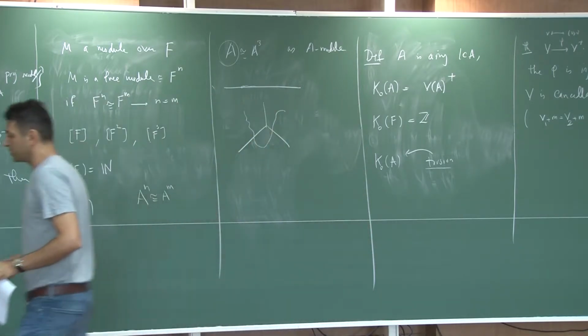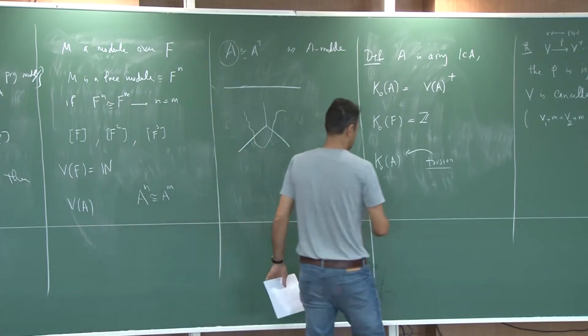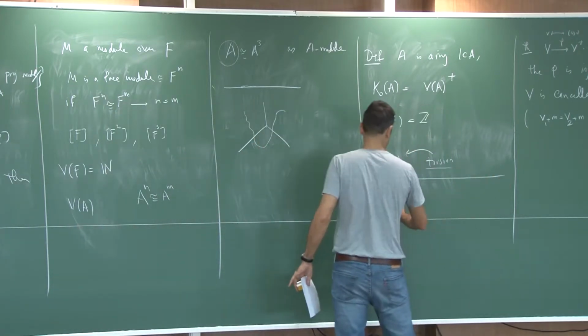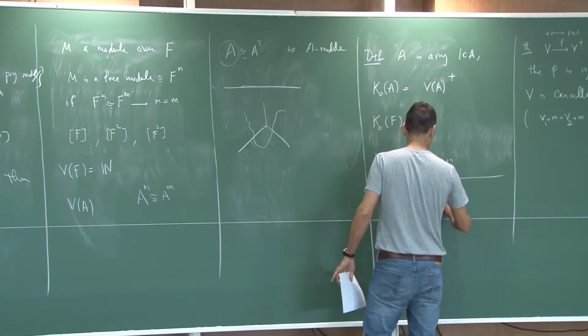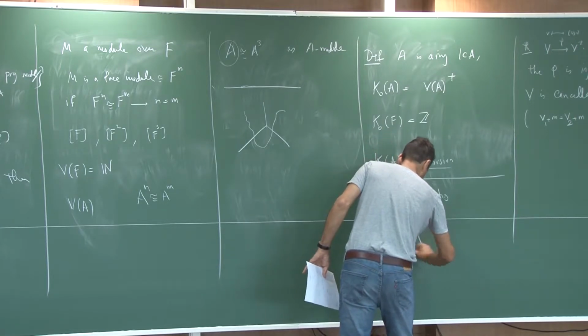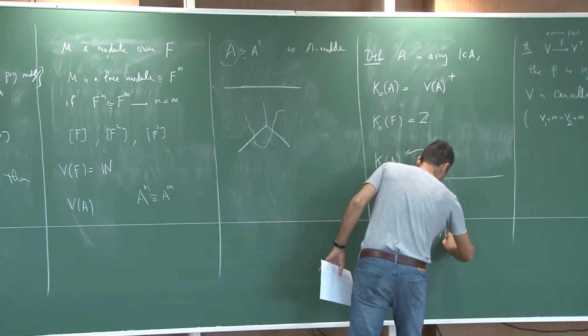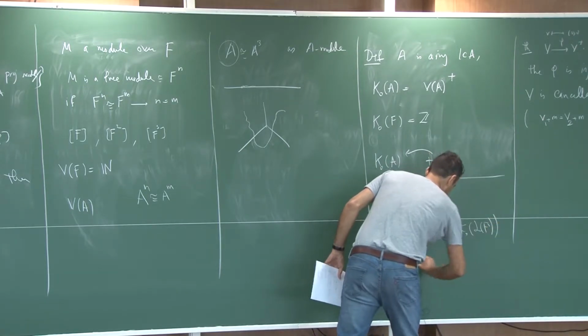All right. So now the question is, can I use K0 to classify the Leavitt path algebras? Can I say that if you have two fields E and F, two graphs, then can I write something like this? So K0 of L of E is isomorphic to K0 of L of F. Can I do this?